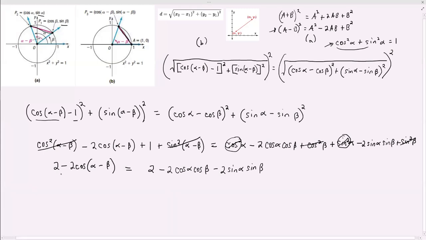I've got a 2 sitting on both sides. So if I were to subtract the 2 from both sides, both of those 2s are going to go away. And all I've got left is negative 2 cosine alpha minus beta is equal to negative 2 cosine alpha times cosine beta minus 2 sine alpha sine beta.